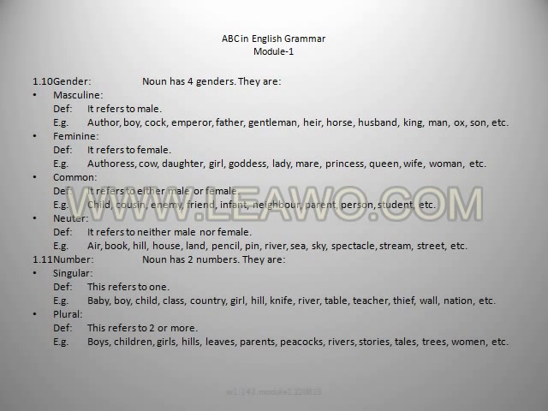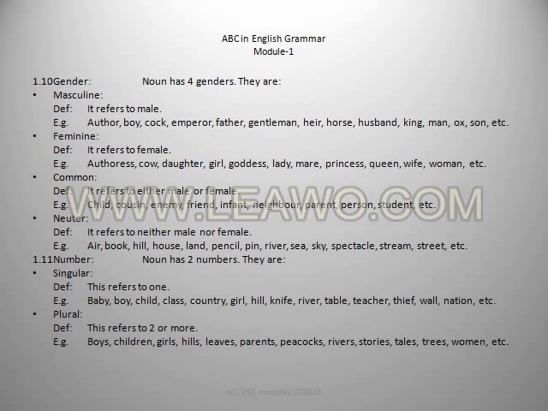Gender. Noun has 4 genders. They are masculine, feminine, common, and neuter genders. Masculine gender refers to male. Example: author, boy, cock, emperor, etc.